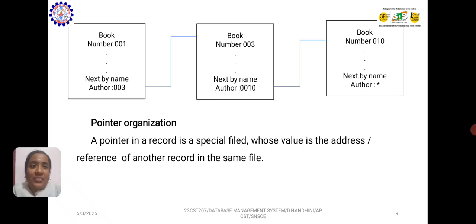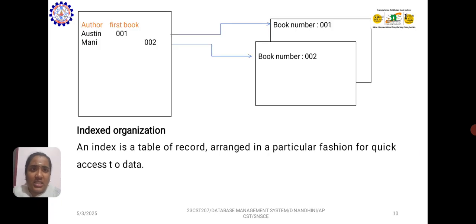For example, it is given above: book number 001, 003, till 00n. Next by author name. In book 1, book 3's author name is there. In book 3, the next book 10's author name is there. So it is a pointer reference. So we can easily point from book 1. We can see book 3 is in the next pointer. In 10 we can see it in the third book.